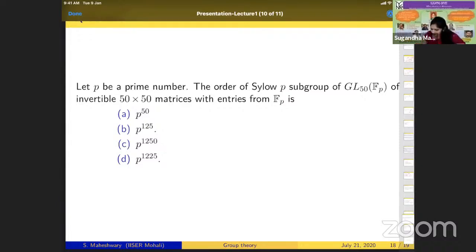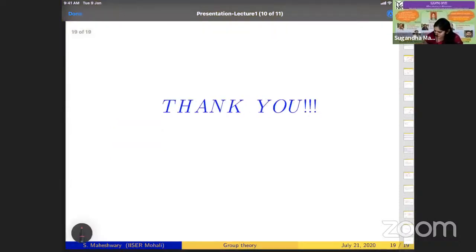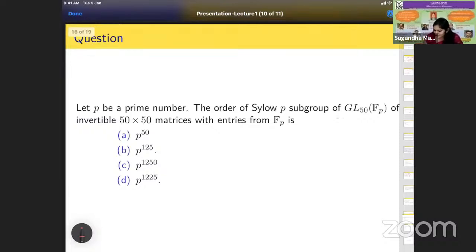So this is for you, Chinmay. Okay, p is a prime number, and now I've added something more to it: Sylow p-subgroup of GL_50(F_p). So let's first look at this group, the cardinality of this group, and we'll talk about the Sylow p-group later.